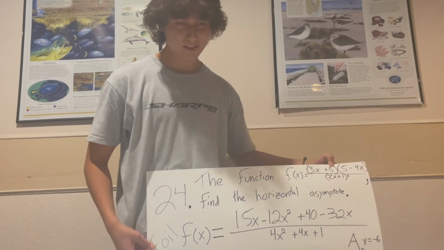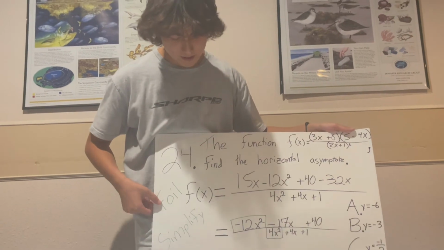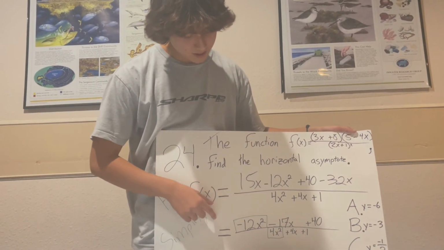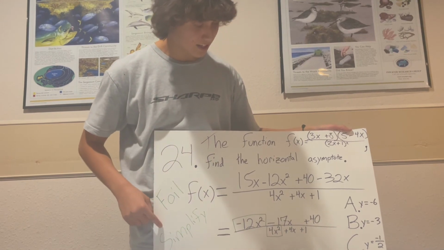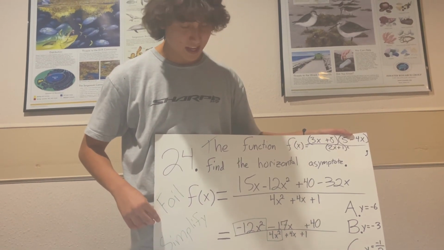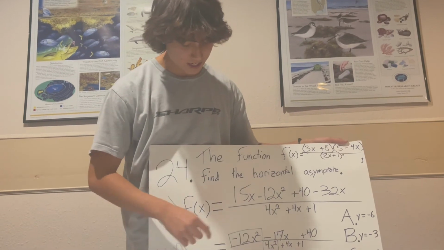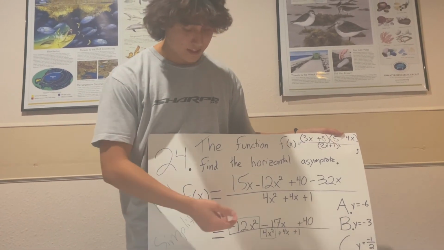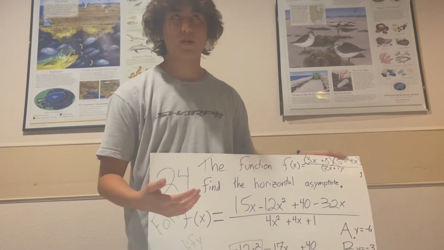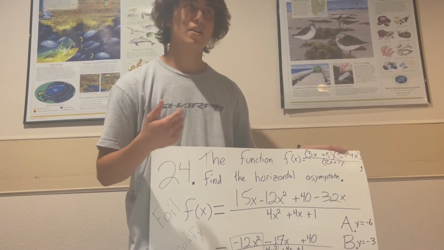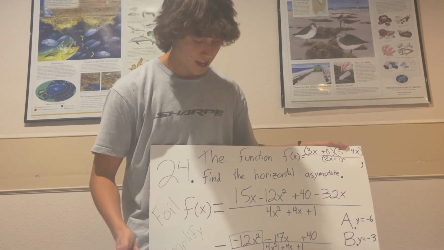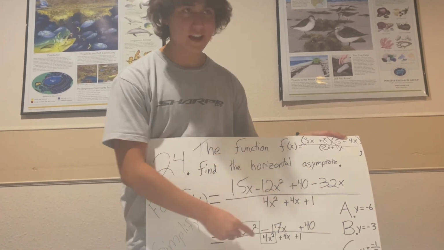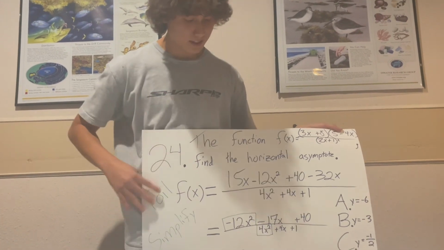And you are going to do the same for the bottom. And once you come out to this, you are going to have a simplified version. So minus 12x squared minus 17x plus 40 over the bottom. And because the exponents are the same, you're going to divide out the coefficients. And if, say, the numerator's exponent is greater than the denominator's exponent, then y would equal 0. And if the denominator is greater, then there is no asymptote.